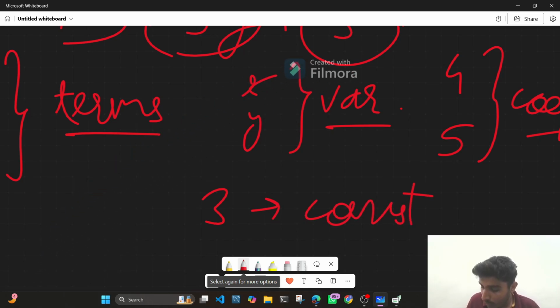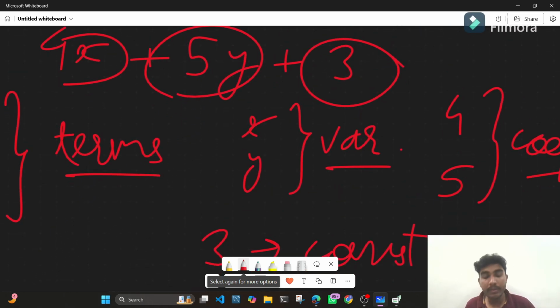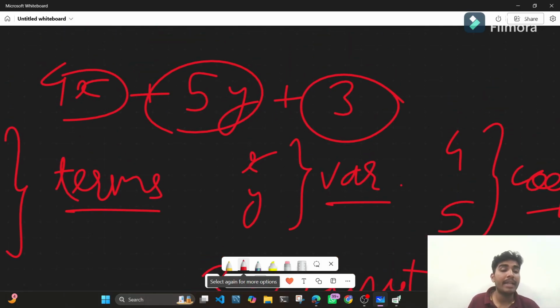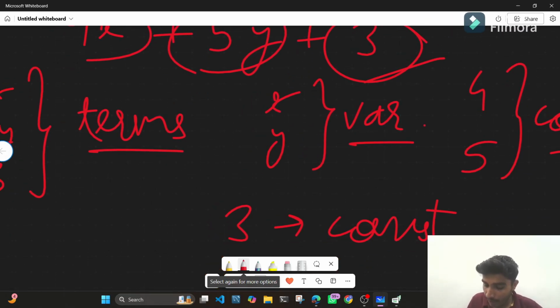So at any given point, the minimum answer would be 3, because the minimum value that can be taken by x and y is always 0, as we cannot buy pens and pencil boxes in negative numbers. So if we put x and y equal to 0, we'll still have 3 as the answer, because 3 is a constant. I hope you have understood this.